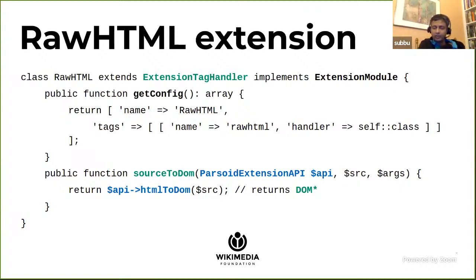It takes the source, which is basically an HTML string, and uses the API to convert HTML to DOM, as per the recommendation that I mentioned earlier. So it converts HTML to DOM and returns a DOM. That's it, nothing more.